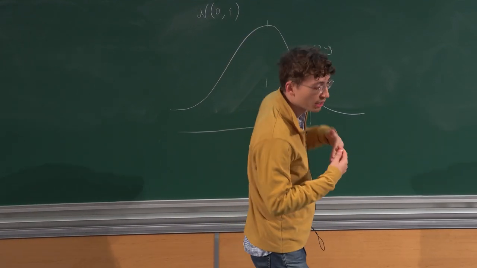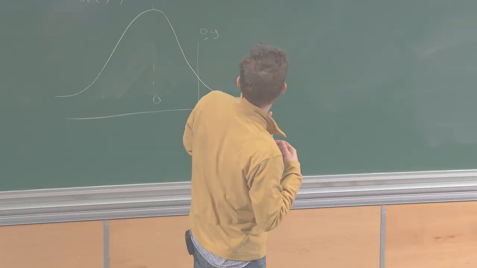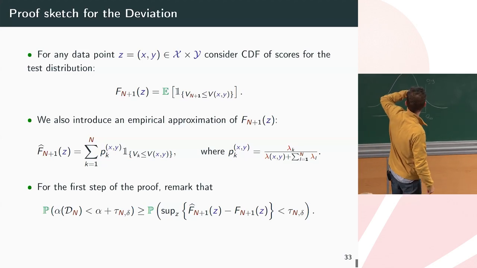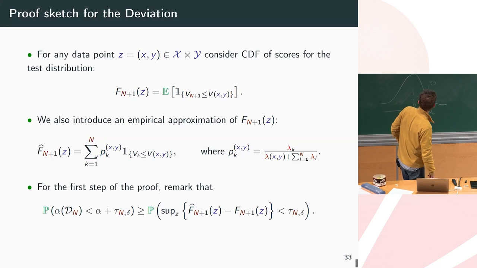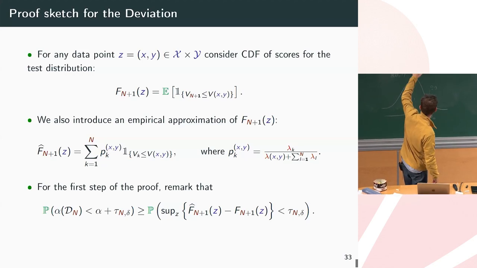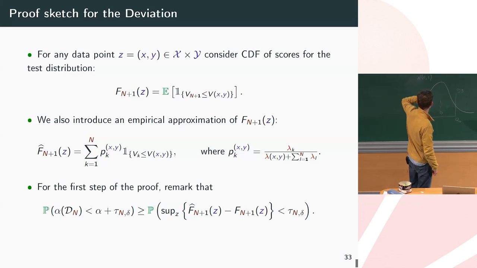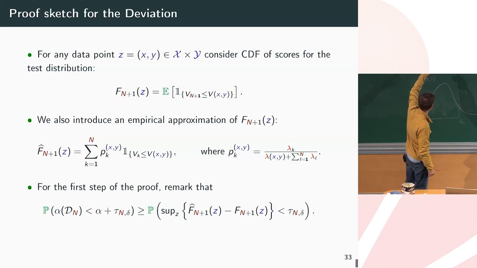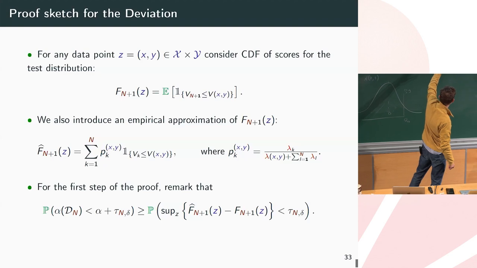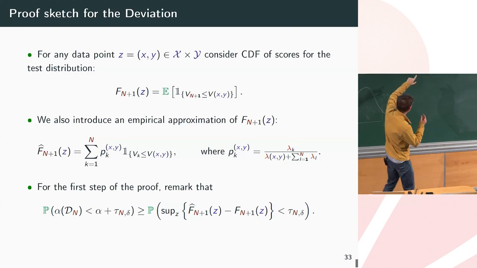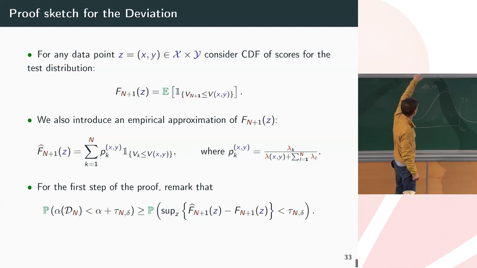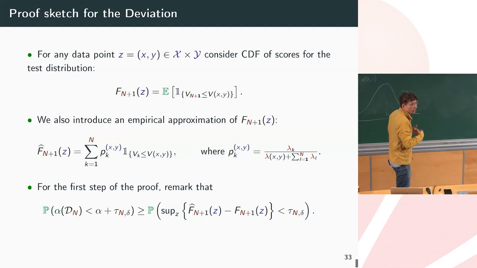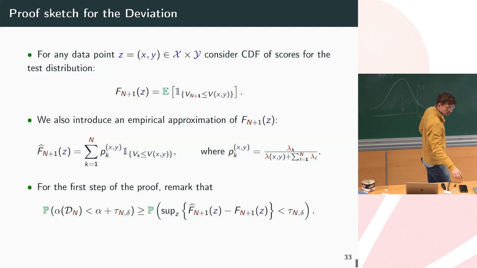The cumulative distribution function is the probability that you are below a threshold. And we introduce some approximation of it, F hat, which is based on our orthonormalized weights pk. And in fact, the first step of the proof is to show that if the supremum approximation error is below tau, the little error, then it means that the miscoverage is below alpha plus tau. And so we will study this one, and we will show that it holds with a probability of at least 1 minus delta.